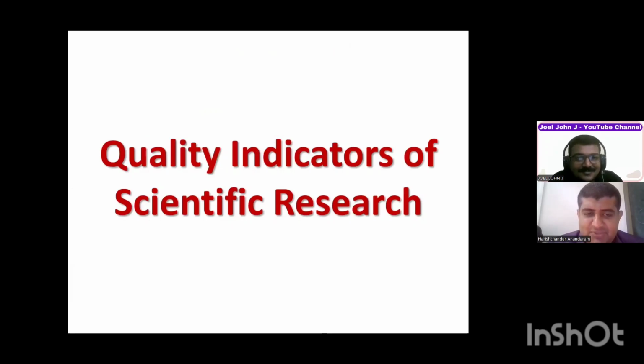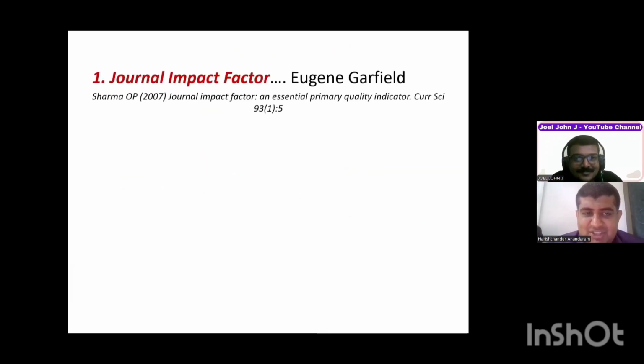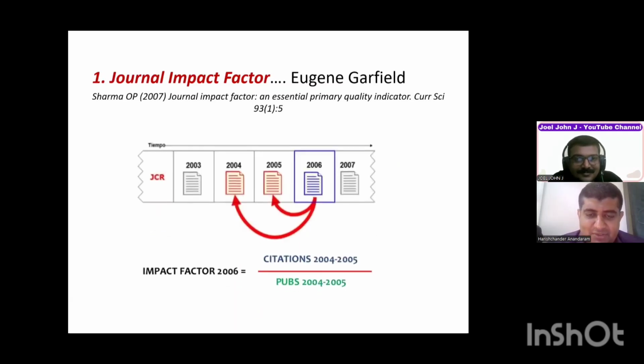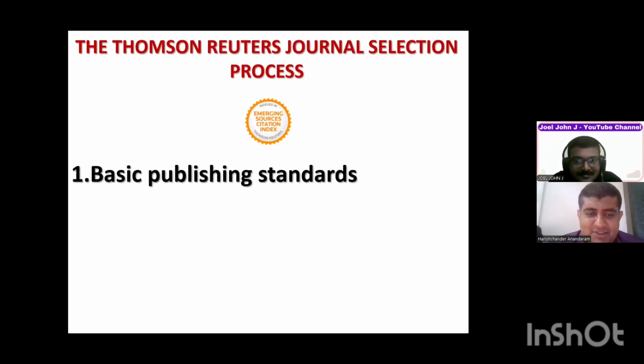Quality indicators of scientific research. First is the journal impact factor, started in 2007 and having a lot of good layers. So if you want to calculate journal impact factor, suppose for example, if I'm taking 2006, the number of citations obtained in 2004 and 5 to the number of publications obtained, the ratio is the impact factor. And then mostly it is done by Thomson Reuters citation indexes in the emerging source. Now it is modified into Clarivate Analytics in USA.